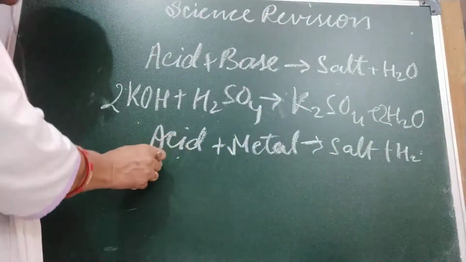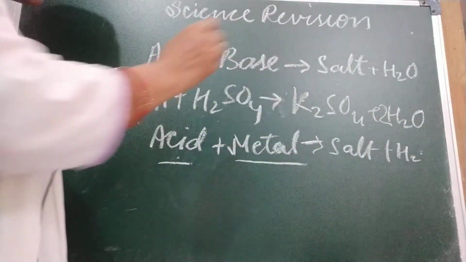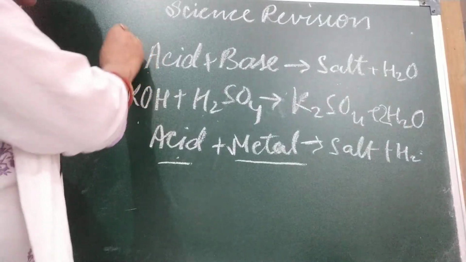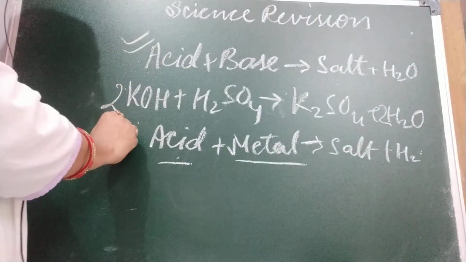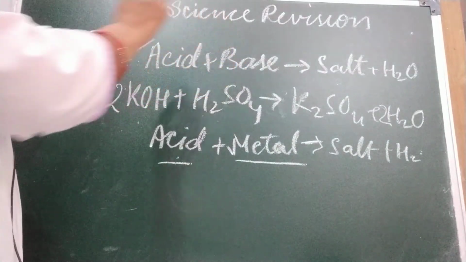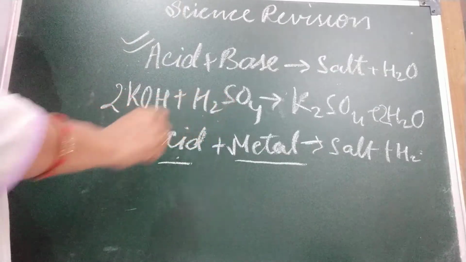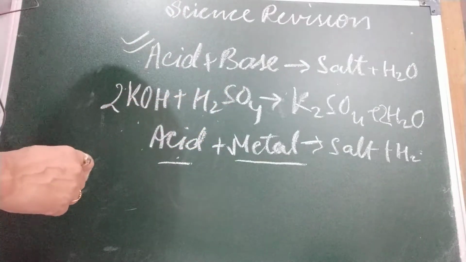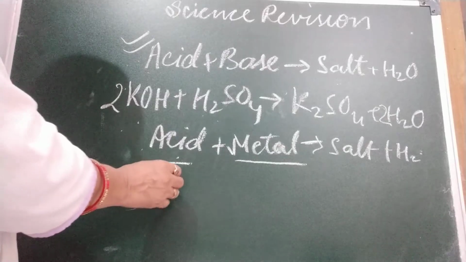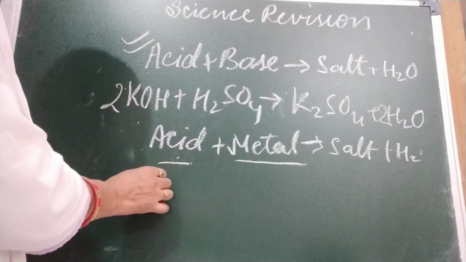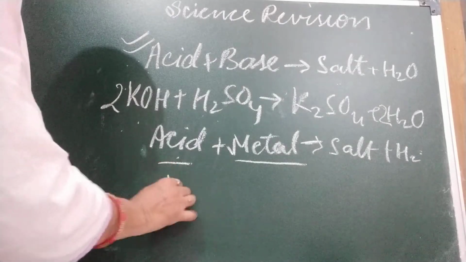In this case, here acid is reacting with metal. Here this is neutralization reaction, where acid is reacting with base, but when acid reacts with metal, it gives salt and hydrogen. So the reaction is, suppose magnesium.